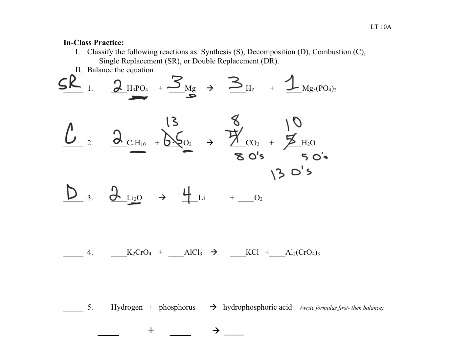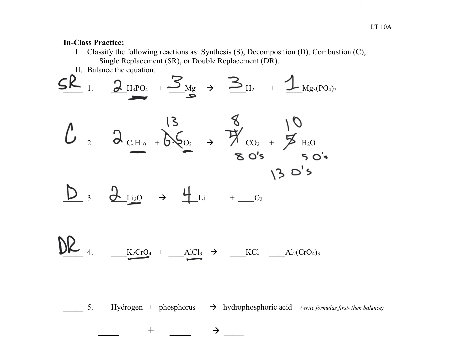For number 4, I have a compound and a compound as my reactants, K2CrO4 and AlCl3. Anytime I have 2 compounds as reactants, that will always be a double replacement reaction. The K will switch with the Al to make two new products, KCl and Al2CrO4.